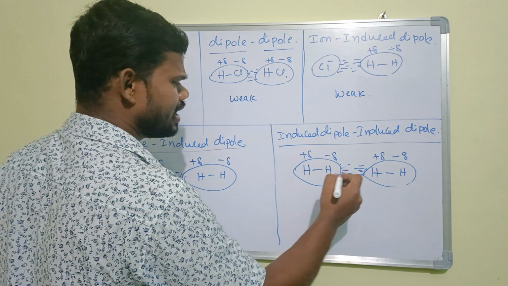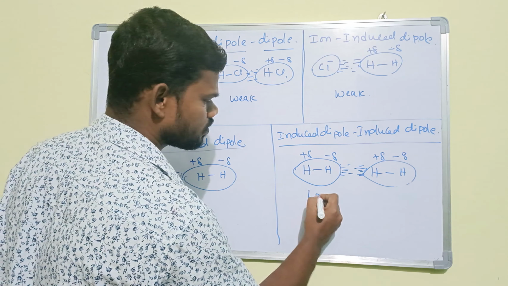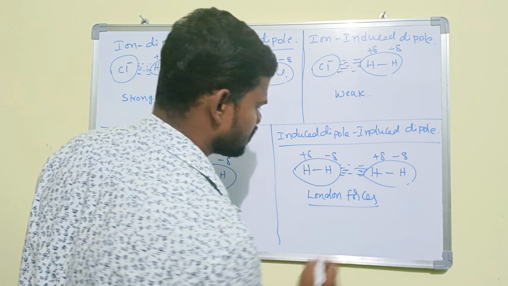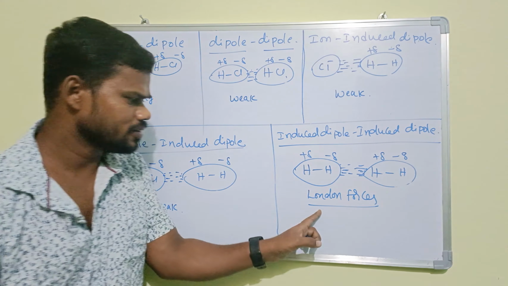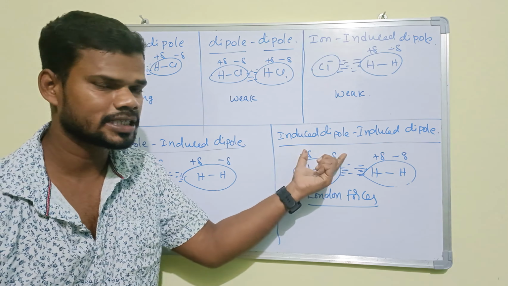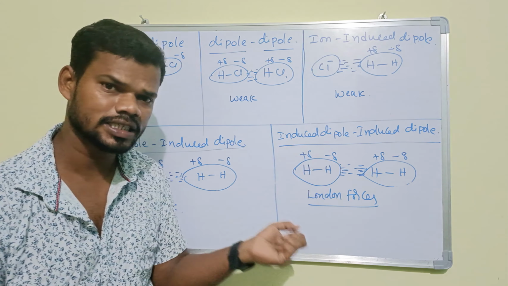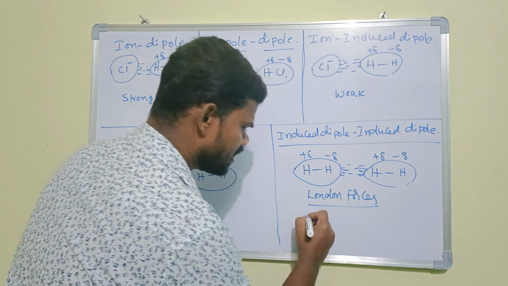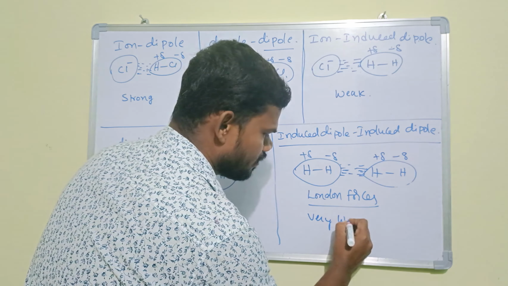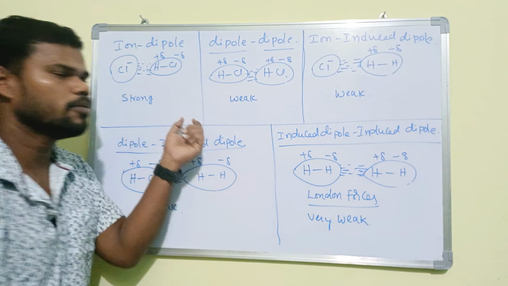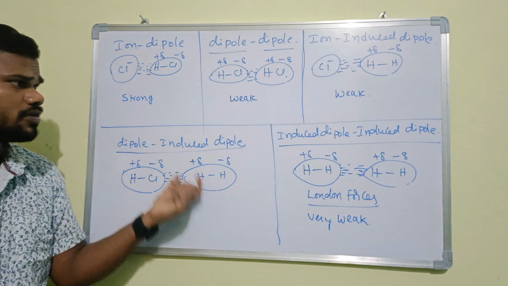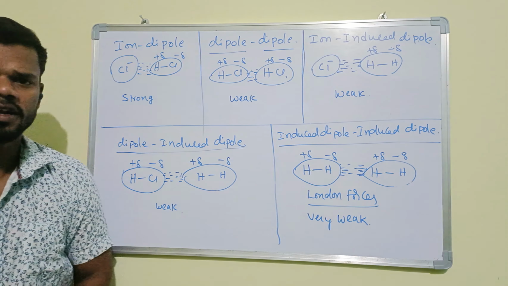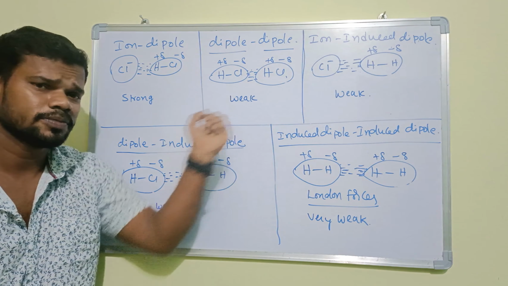In general we also call these London forces. London is a scientist's name. He explained these interactions, so that's why we also call this one London forces. These are very weak interactions compared to the above ones. So these are the 5 types of interactions.